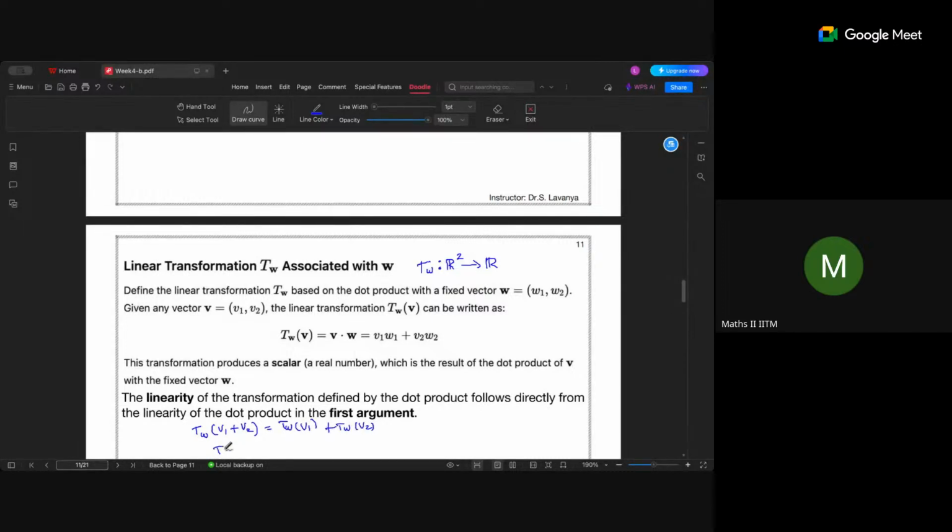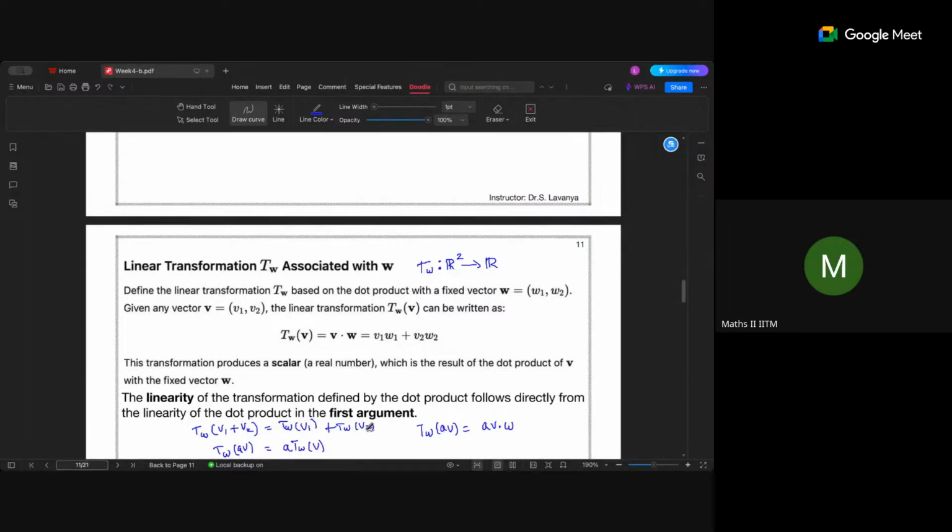And also you should have T_W of aV is equal to a times T_W of V. Now, can you see that it straight away follows from the linearity in the first argument? Because what happens to T_W of aV? It simply becomes aV dot W. So you know how to apply linearity in the first argument. You can take this a commonly, and then V dot W gives you T_W of V.